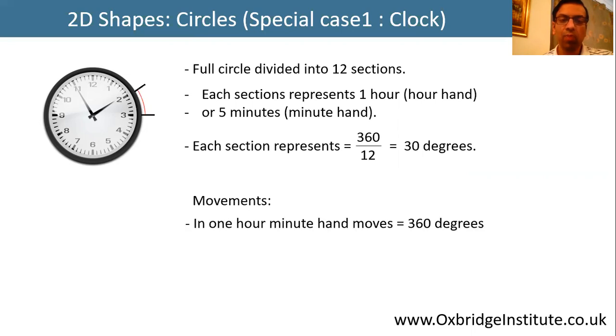In terms of movement, in 1 hour, the minute hand moves a full 360 degrees because in 1 hour, the minute hand covers the whole circle. And the hour hand moves just 30 degrees. For example, from 2 to 3, that's 30 degrees in 1 hour. There will be a lot of questions based around this, and when we come down to the practice section, we'll have a lot of questions to do.